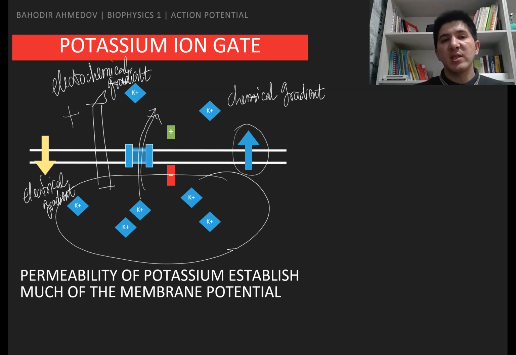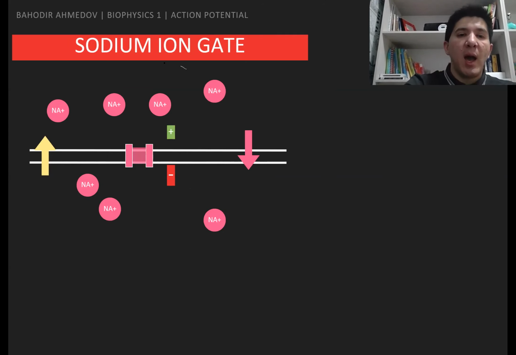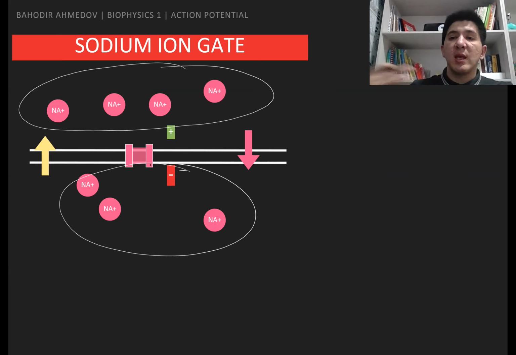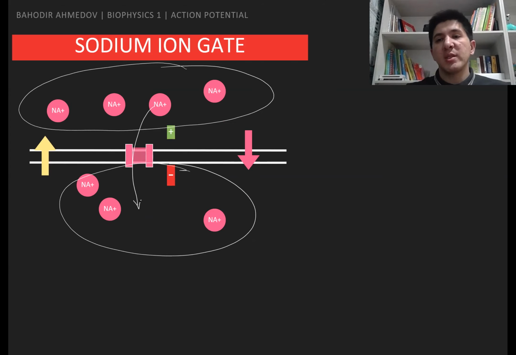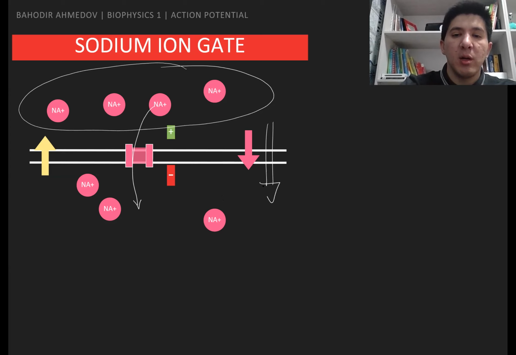We are going to have a similar situation for the sodium gates. We've got again a higher concentration of sodium ions outside than inside. This will create the chemical gradient. Some of them will tend to go inside the cell, and at the same time, the separation of charge outside and inside is creating the electrical gradient. So this combination again is going to create the electrochemical gradient.